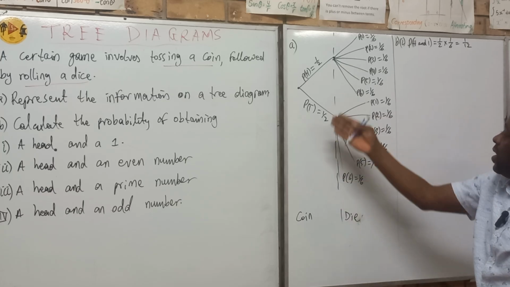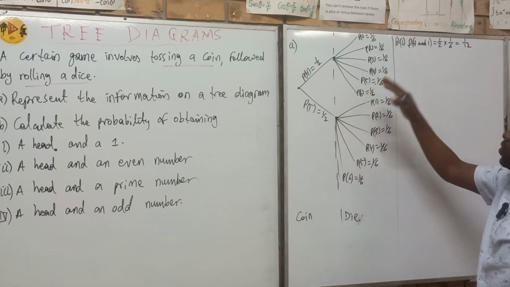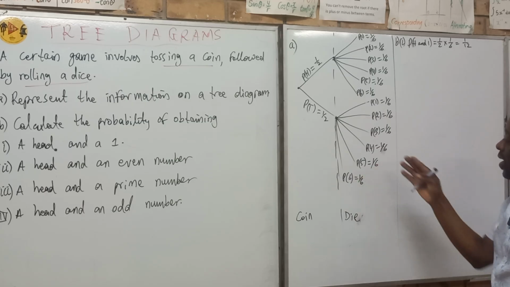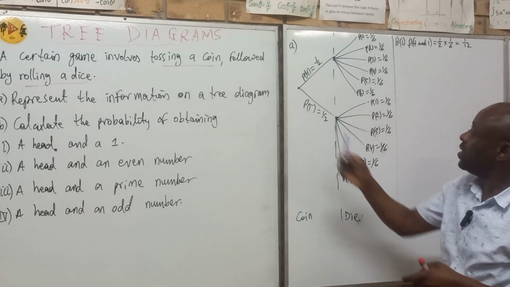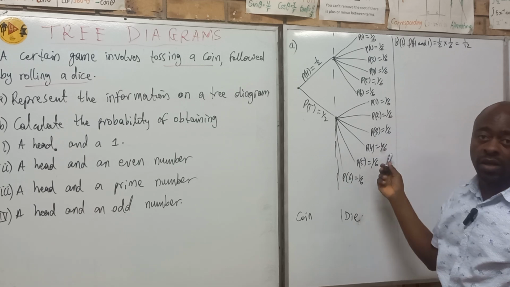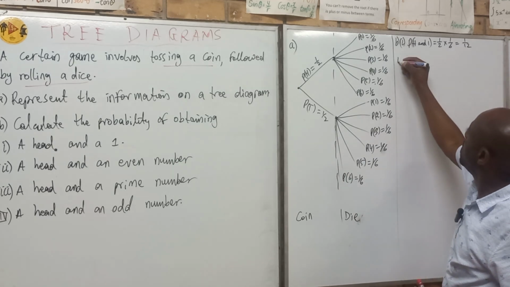I will also say a tail and 1, or a head and 2, a head and 3, a tail and 5, and so on. So you just start from the beginning, you follow the right branches to the end, just like that. So that's how simple it is.